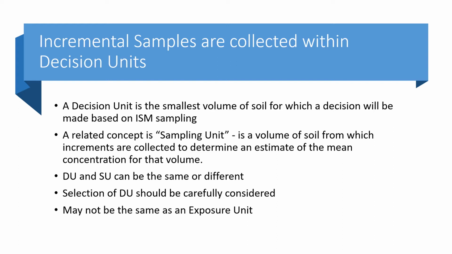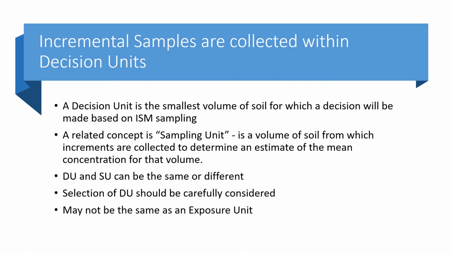The selection of a decision unit should be carefully considered. It should be based on what we know about site operations. It should be based on what we know about potential concentrations from either screening efforts or from existing data, but they should be carefully considered to make sure that we're sampling in a way that minimizes heterogeneity that might be unrelated to the contaminant concentrations that are present.